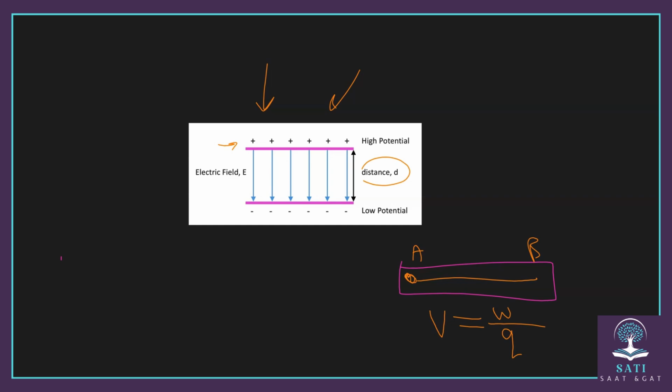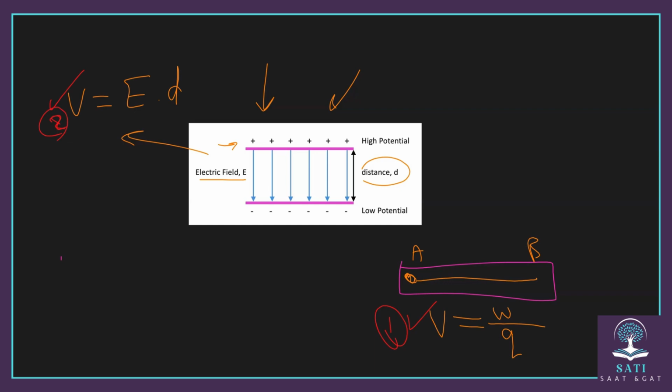What is the voltage in the case of a uniform electric field? In this case, the voltage equals the electric field strength, E, times the distance between the two plates, d. And this is the second formula for the voltage. So you have the first formula and the second formula, which means two formulas to know.